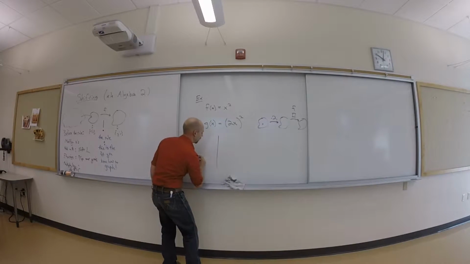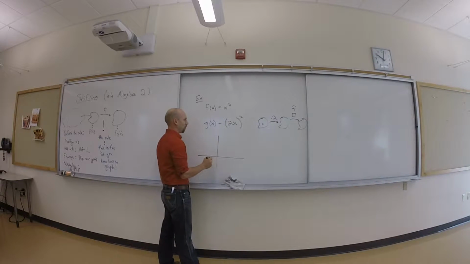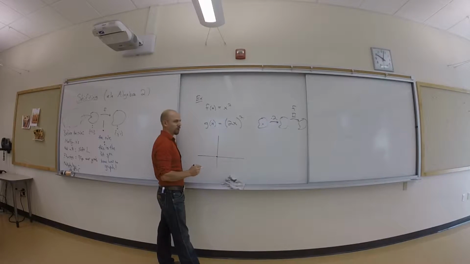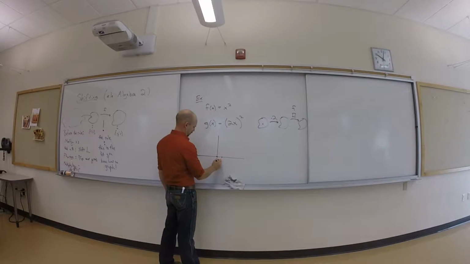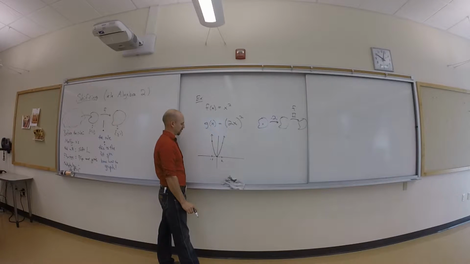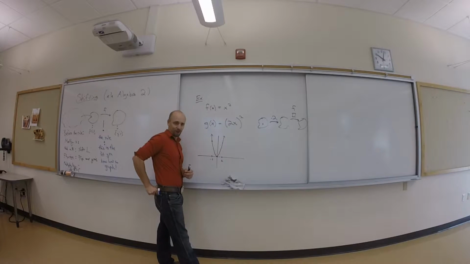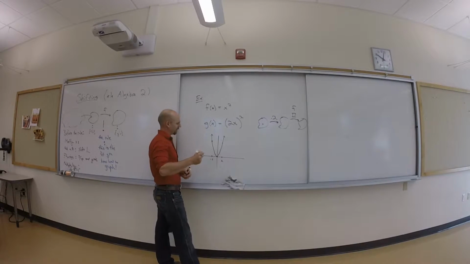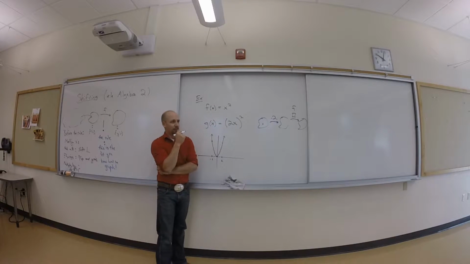Okay. So picture. Where does 0 go? 0. Okay. Where does 1 go? 4. Okay. Where does minus 1 go? 4. Okay, so there's g, right? Now I'm lost because I don't remember what f looked like. Let me graph f in blue and then we'll see if we can figure out what the difference was. Okay, so what's f look like?